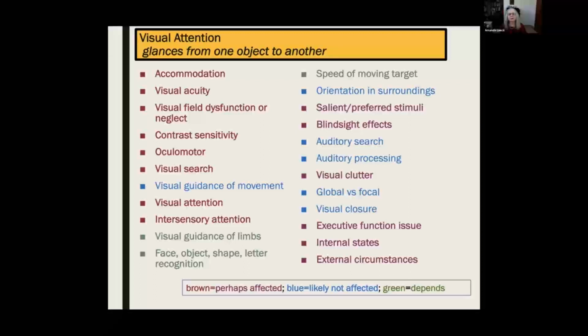Glancing from one object to another, what if the child can't recognize the object? So I put that in green with face, object, shape, letter recognition, and I kept moving it in and out of that category. So there's fluidity here. It's not all or nothing. But what we have to be aware of is that these things can affect glancing from one object to another.